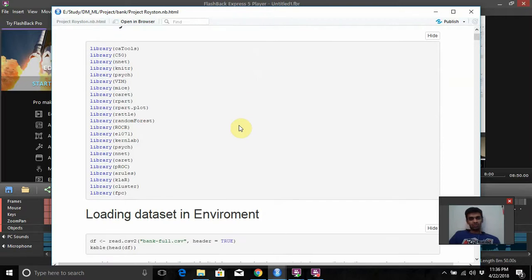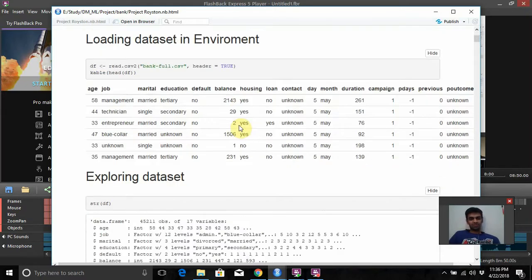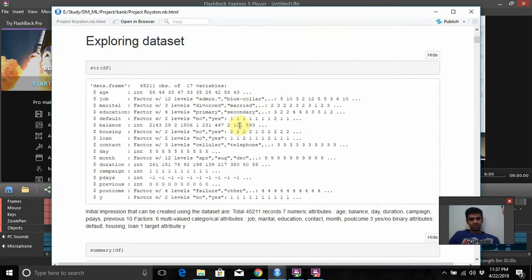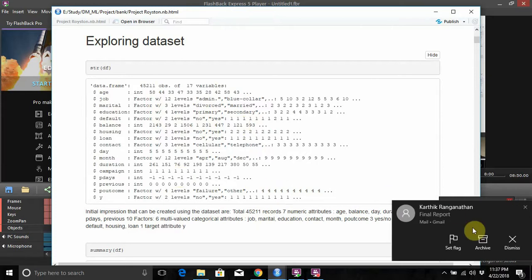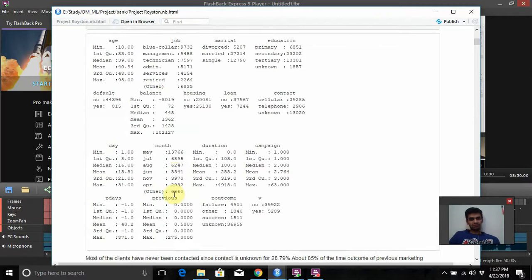So these are the libraries which I have used, and this is my dataset, just the head of the dataset, and these are the variables. There are 45,211 observations with 17 variables. There is age, job, marital status, education. There are around 7 numerical variables and 10 factors.